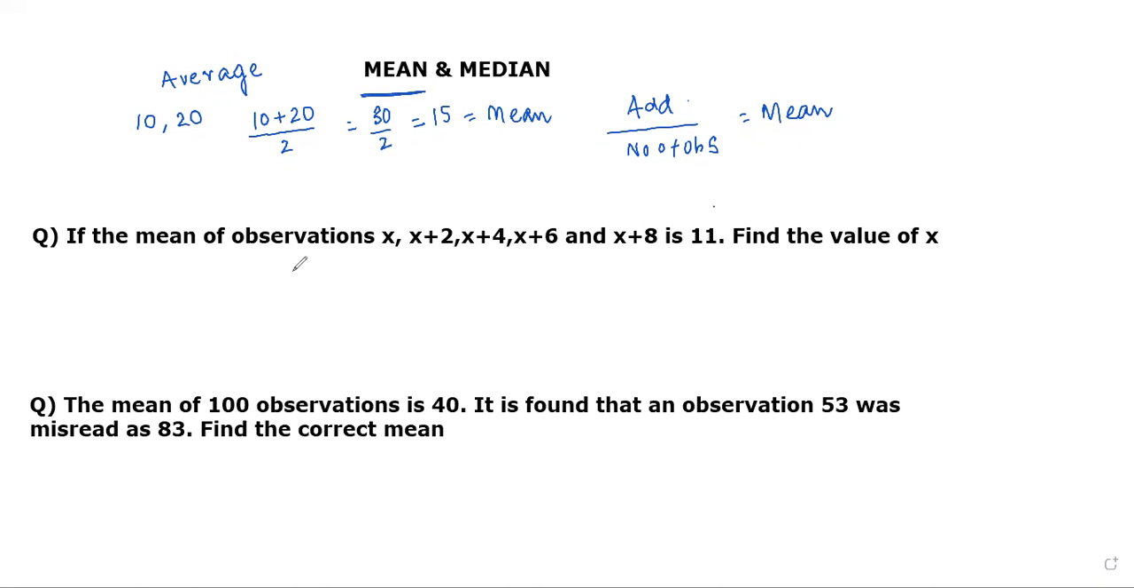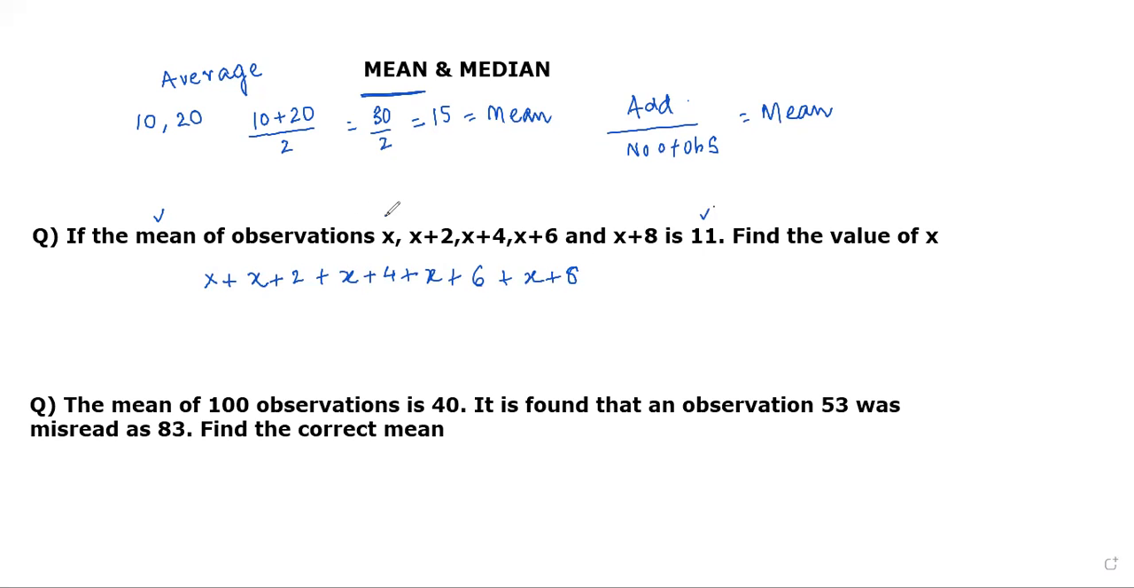And to give you a better understanding, let's do this question. The question says that if the mean of observations x plus 2, x plus 4, x plus 6, and x plus 8 is 11, find the value of x. So simple. The mean is already given, 11. So let me write down these observations. I'm going to add these observations: x plus 2 plus x plus 4 plus x plus 6 plus x plus 8, right?